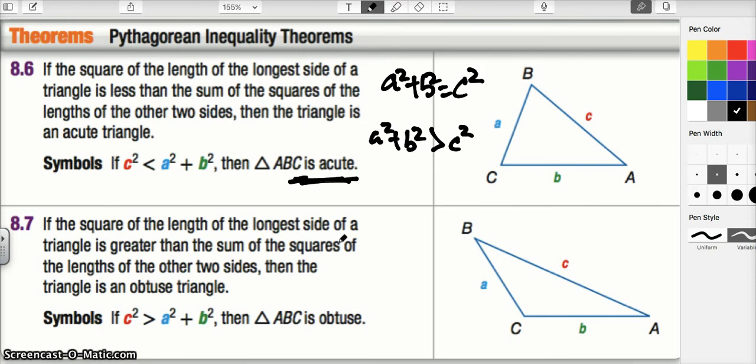Similarly over here, if we take the idea that a squared plus b squared is equal to c squared as the foundational principle that we're talking about, if we see that a squared plus b squared is even less than what c squared would be, we know that c is bigger and it has a larger angle opposite it than a right angle, and it is an obtuse triangle.